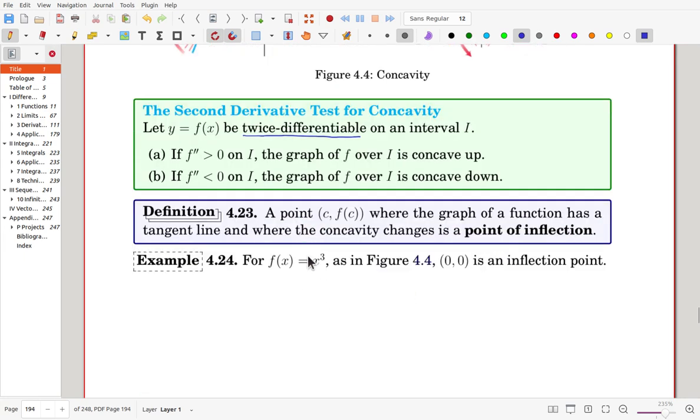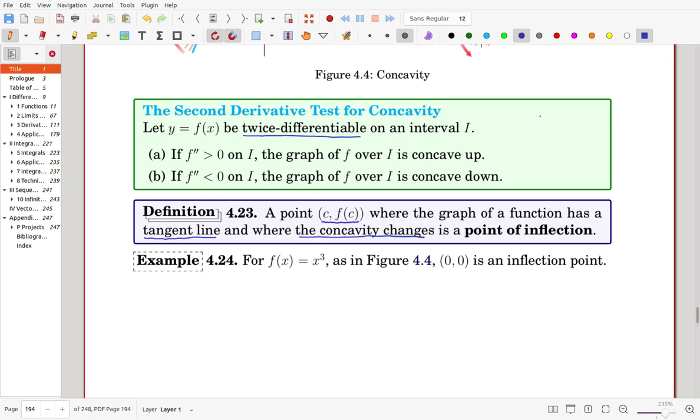Now we define the so-called point of inflection: a point whose x-coordinate is c and y-coordinate is the function value f of c, where the graph has a tangent line. That means that it's differentiable at the point, and here the concavity changes. Then the point is called a point of inflection.